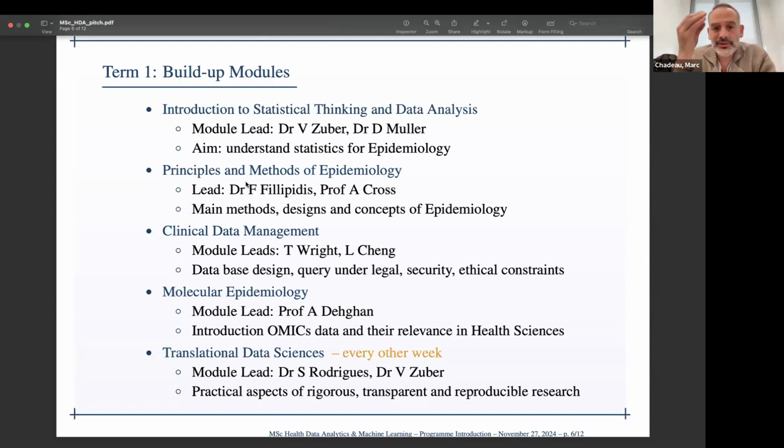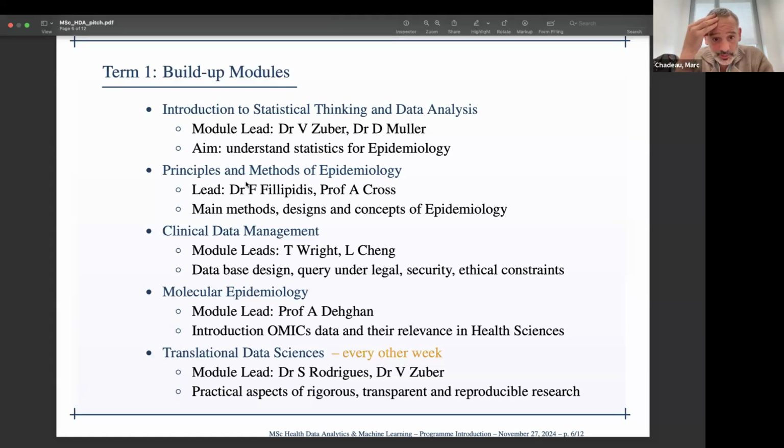So there's always a place to learn it or relearn a few concepts that are very important for term two. Then we have a module called Clinical Data Management, led by Thomas and Lucas Cheng. In this module, you will learn how to design a database, how to securely and ethically maintain it and query it. So that's a very important module, where you get to know what the specifics of working with clinical data are, and what important aspects you need to keep in mind when you work with this kind of data.